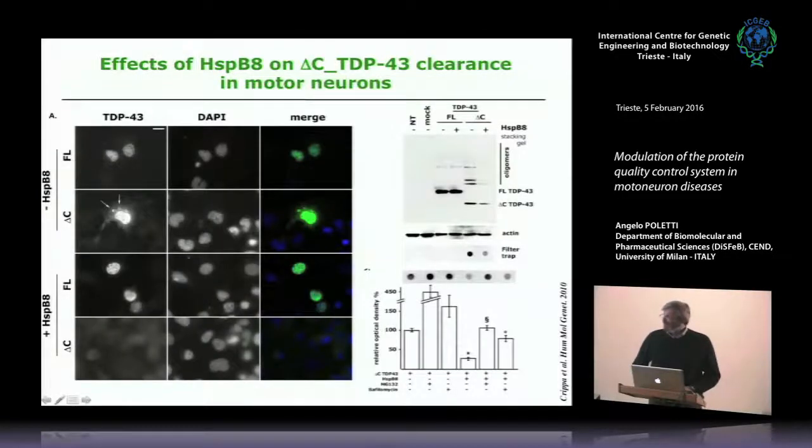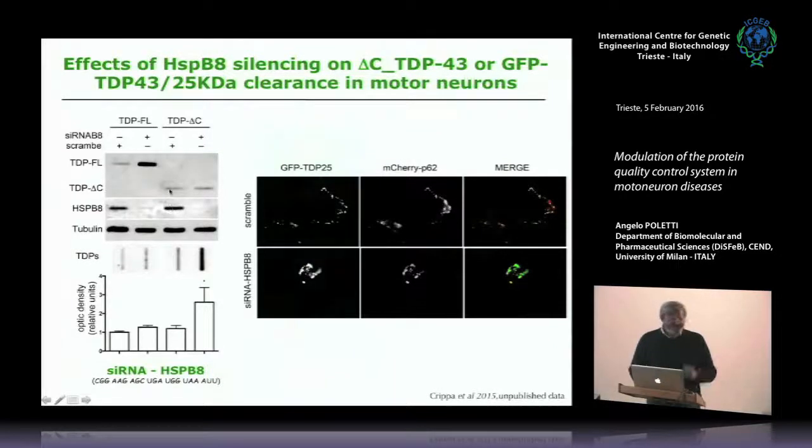I'm just going through very fast here, just to prove that it worked in pretty much all the models that we have tested. This is the accumulation of the N-terminal fragment, delta C, and the effect of HSPB8. You can compare these two, no B8 plus B8. You can block autophagy, you counteract the activity of HSPB8. You silence HSPB8, again, you have accumulation of the TDP43 N-terminal fragment and C-terminal fragment.